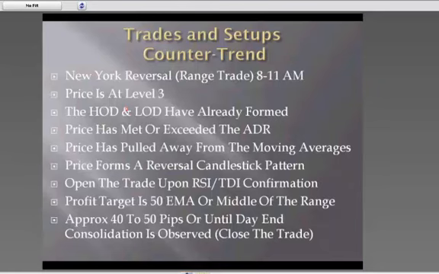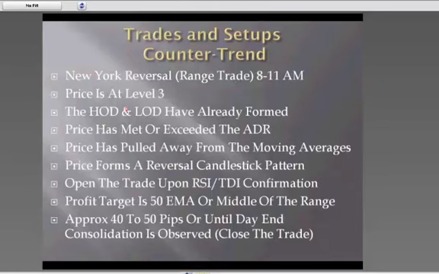Price has separated itself from the moving averages. Angle separation, fanning out, right? Price forms a reversal candlestick pattern at the appropriate time. 8 and 11, 9:30 maybe, coincide with the U.S. equities open. Open the trade upon RSI or TDI confirmation.